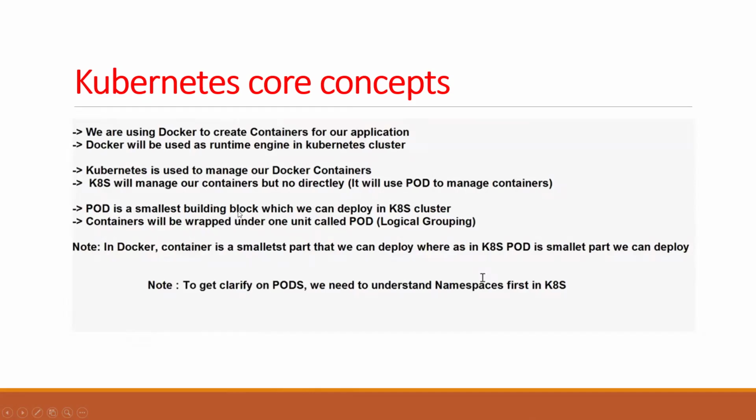A pod is the smallest building block which we can deploy in a Kubernetes cluster. Containers will be wrapped under one unit, and we call that unit a pod. In Docker, the container is the smallest part that we can deploy, whereas in Kubernetes the pod is the smallest part we can deploy. To clarify pods, we need to understand the namespace first in Kubernetes.